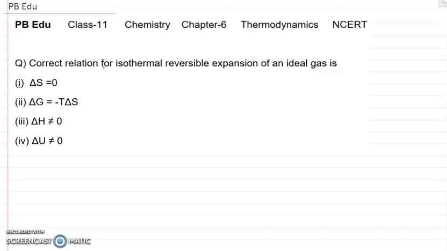So first we will understand what is isothermal. Isothermal means a process in which temperature is constant. Temperature is constant means del T will be 0. We can say that final temperature is T2 and initial temperature is T1, and temperature is constant implies that T2 is equal to T1. When T2 is equal to T1, then del T will be equal to 0. So this is the condition for isothermal process.